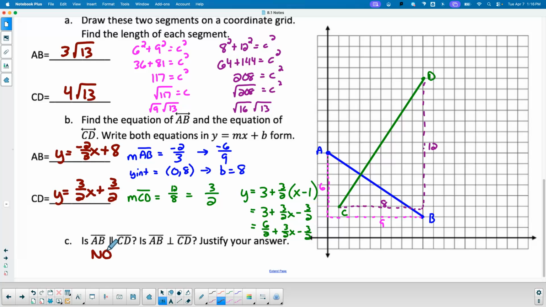Are they perpendicular? Slopes are opposite reciprocals. Negative 2/3, the opposite of it is positive 2/3, and then flipped over is 3 halves. So yes, they are perpendicular, because opposite reciprocal slopes. Okay? Good times.